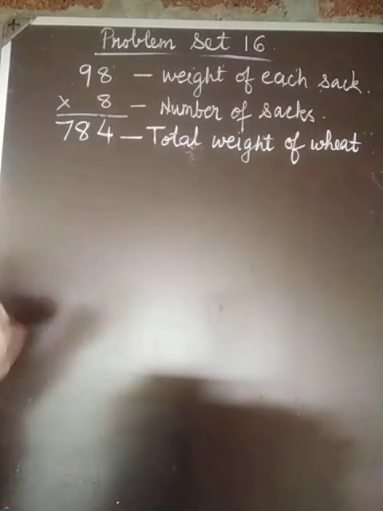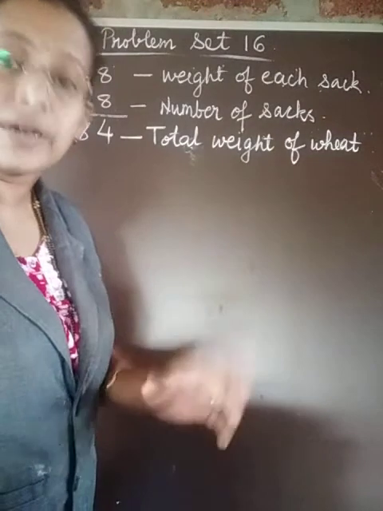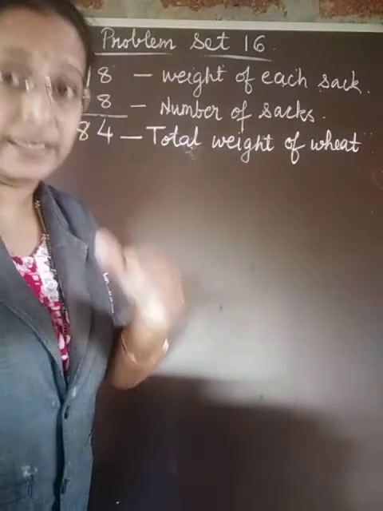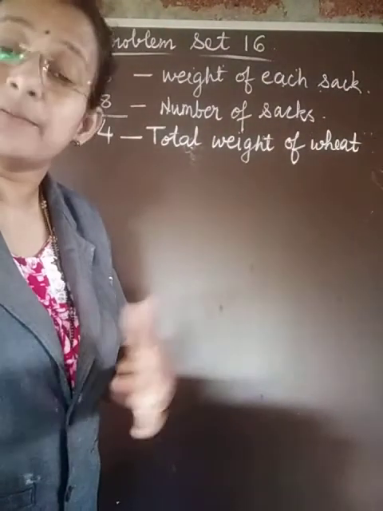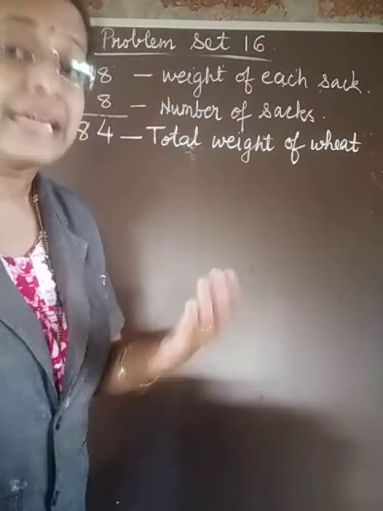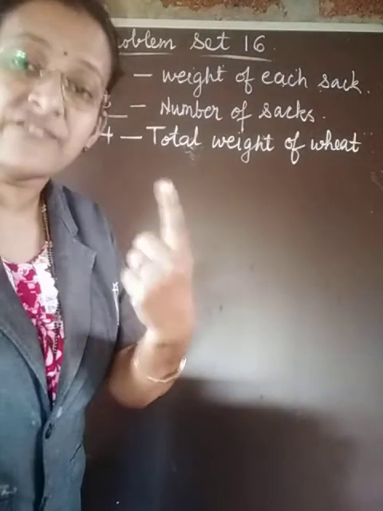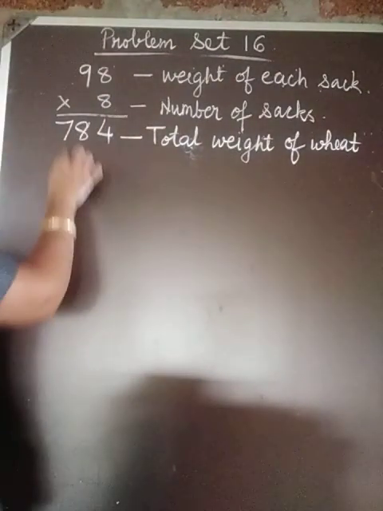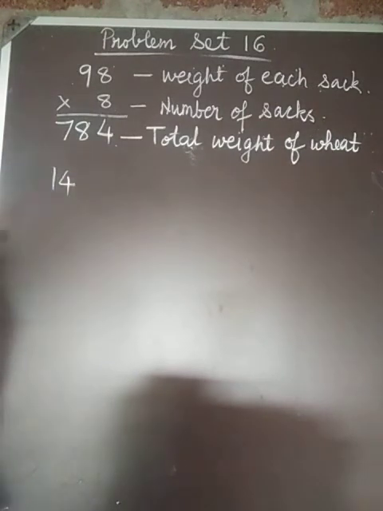Now what do we have to do? We have to divide this 784 among 14 families. And since I use the word divide, it has to be divided equally. Whenever we say equally, we have to divide. That means we have to do division here. So for finding out how much one family will get, we will do division. So let's divide this 784 equally among 14 families.